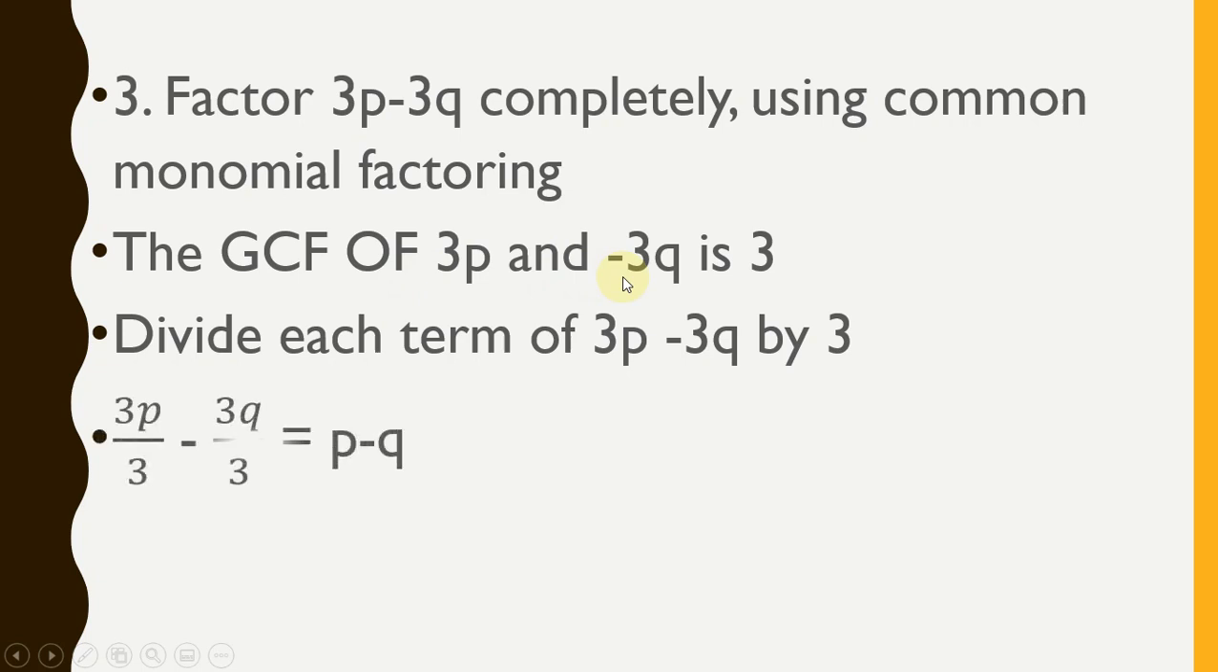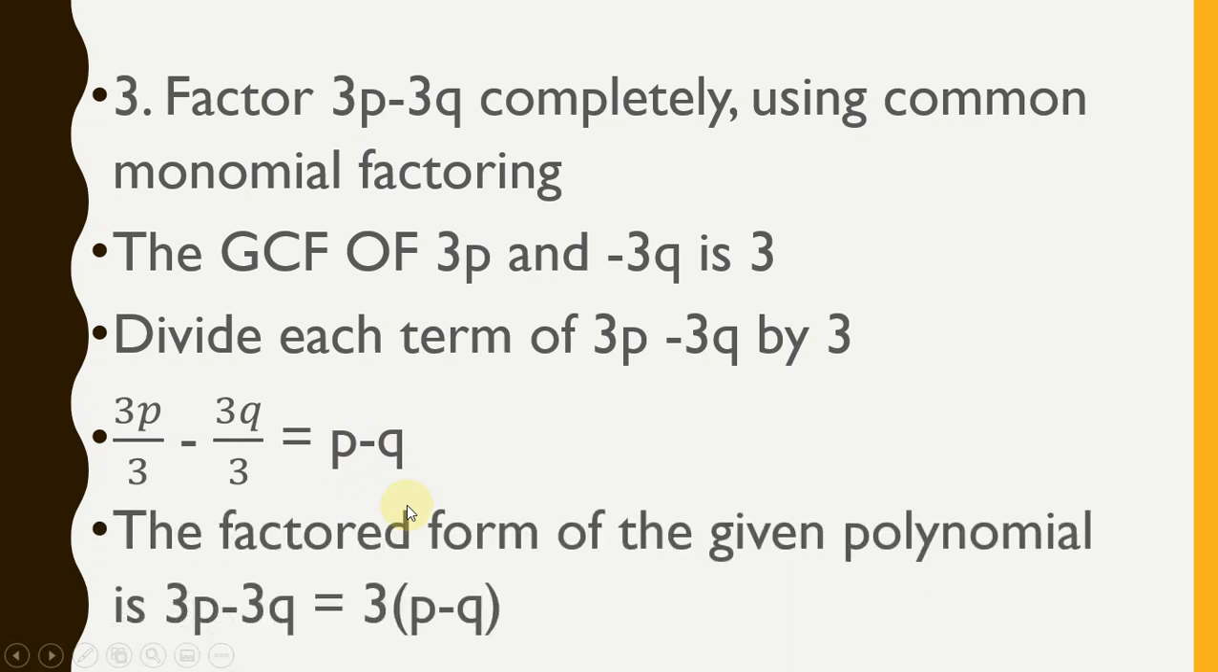So by dividing 3p and 3q, we have now p minus q. So the factored form of the given polynomial is 3 times p minus q. We can check it. 3 times p, we have 3p. 3 times negative q, we have negative 3q.